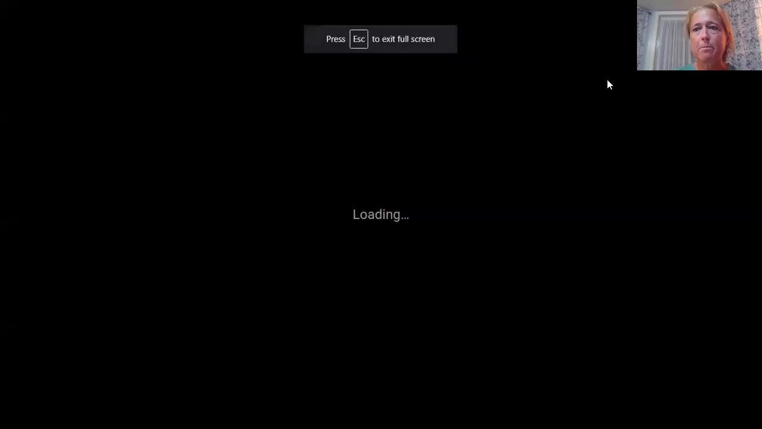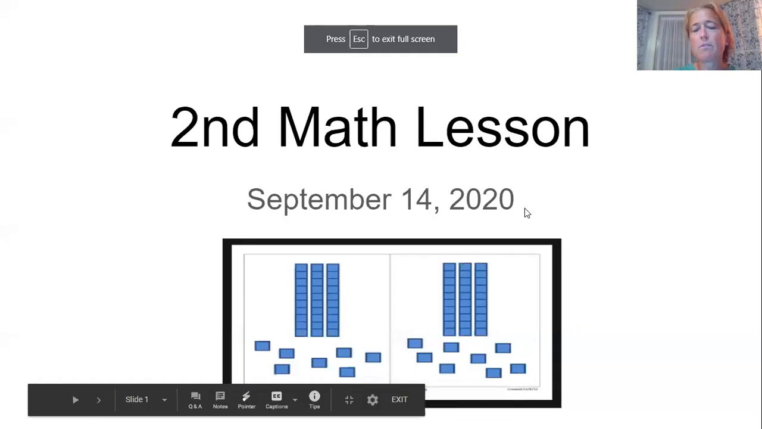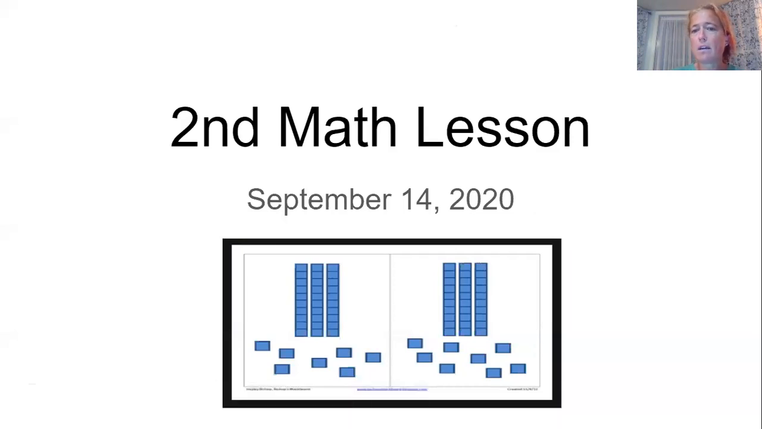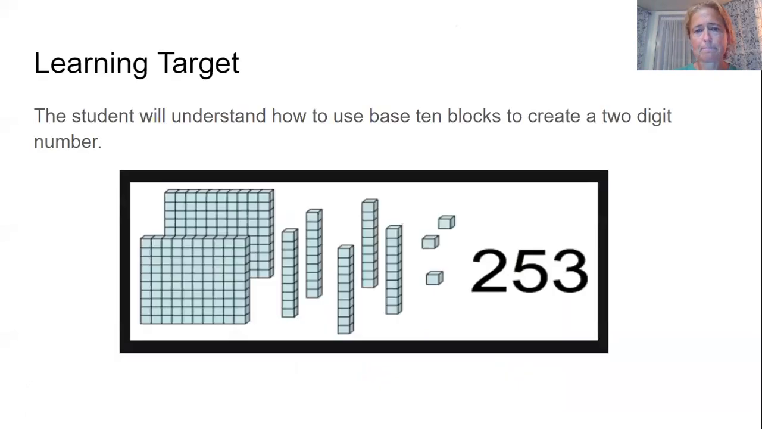Today is September the 14th, and today we're going to be reviewing base 10 blocks, how much they're worth, and how to make a number using the base 10 blocks. Our learning target today is that the student will understand how to use base 10 blocks to create a two-digit number.